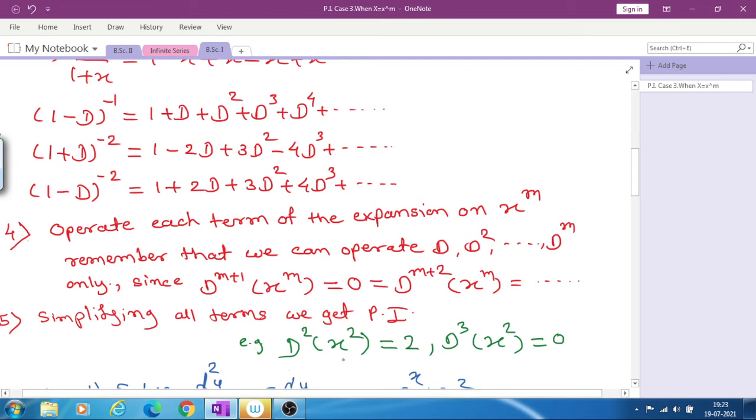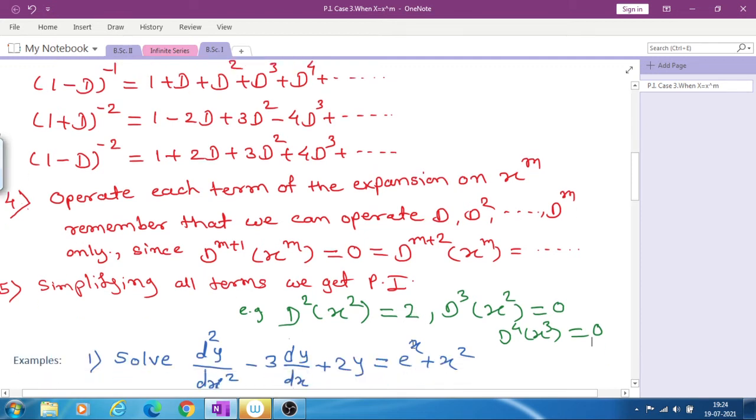So if there is x cube, then the fourth derivative of x cube will be 0, fifth will be 0, sixth will be 0. Derivatives of x cube are 3 derivatives. First is 3x square, second is 6x, and third is 6. Fourth will be the derivative of 6, which is 0.